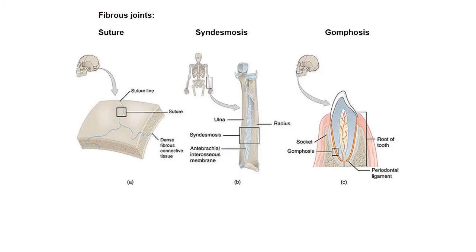So that last slide was what makes up the interosseous membrane. So fibrous joints, you have the sutures, syndesmosis, and gomphosis. It's just another picture of the same thing. You can take a look at that later if you want. Next slide.